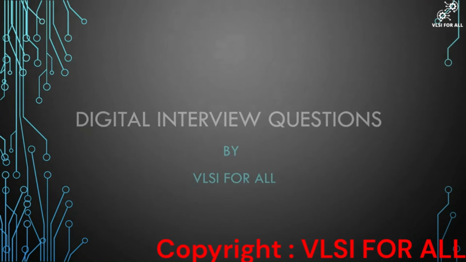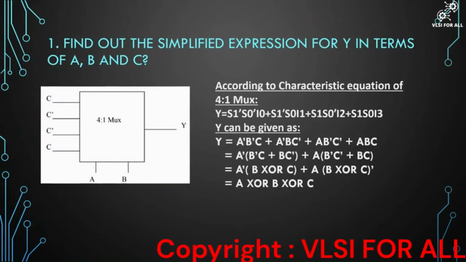First question is, find out the simplified expression for y in terms of a, b, and c. What is the figure given here? 4 is to 1 mux. It has two select lines a and b and 4 inputs and one output y. See what he is asking.